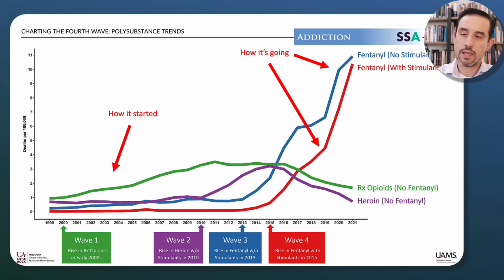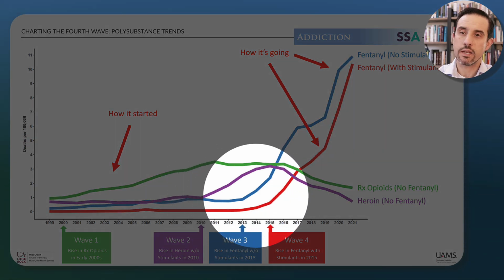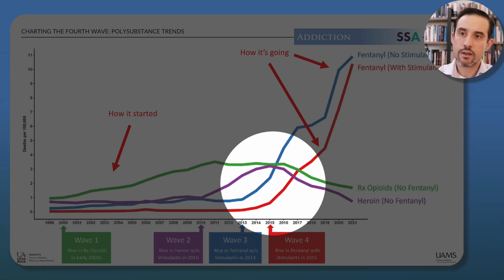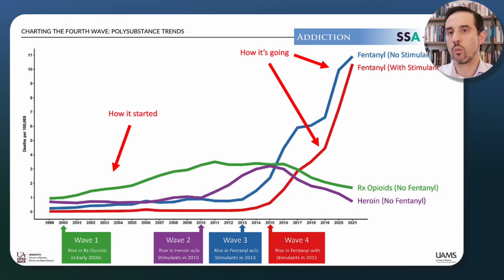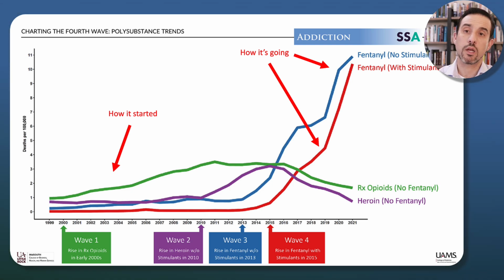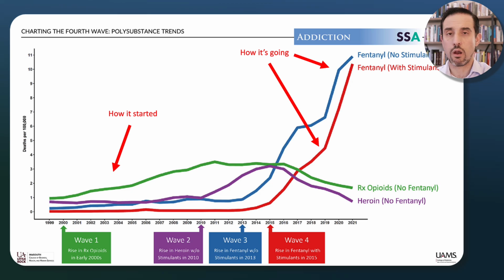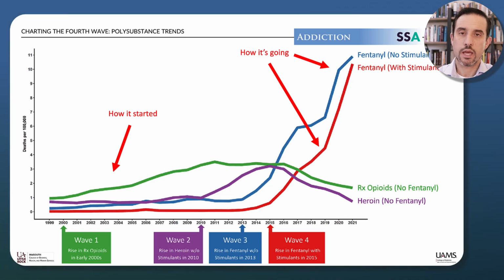Then in the mid to late 2010s and coming now into the 2020s, fentanyl really started taking off. That's wave three, that blue line that is not, as you can see, going down. And fentanyl is a highly potent opioid, as many of you watching this are aware, and can be up to 1,000 times as strong as morphine. And what that means is that if someone who's opioid naive comes in contact with fentanyl, there's a very strong chance that it's going to push them over the top.